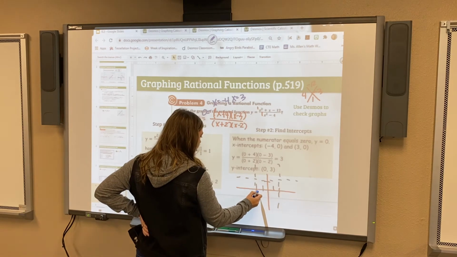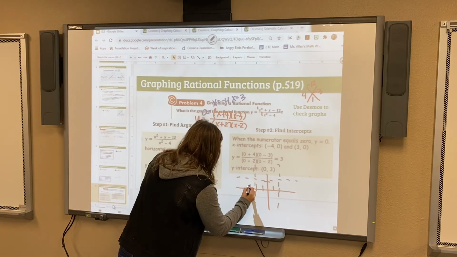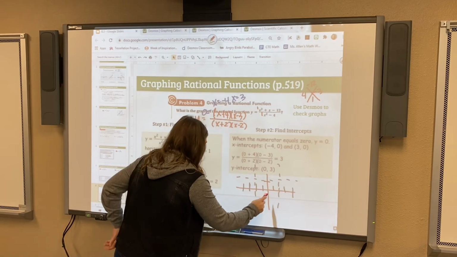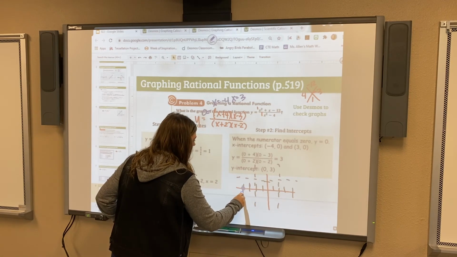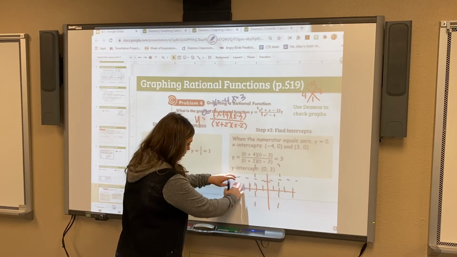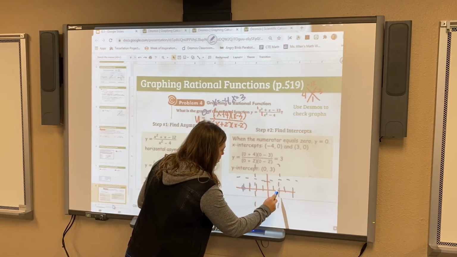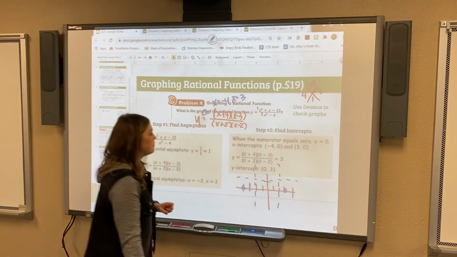So 1, 2, 3, 1, 2, 3, 4 would be that coordinate point. So this graph is going to be down here, right here. Then here we have our 3, 1, 2, 3 would be right there. So this graph would be right in there.